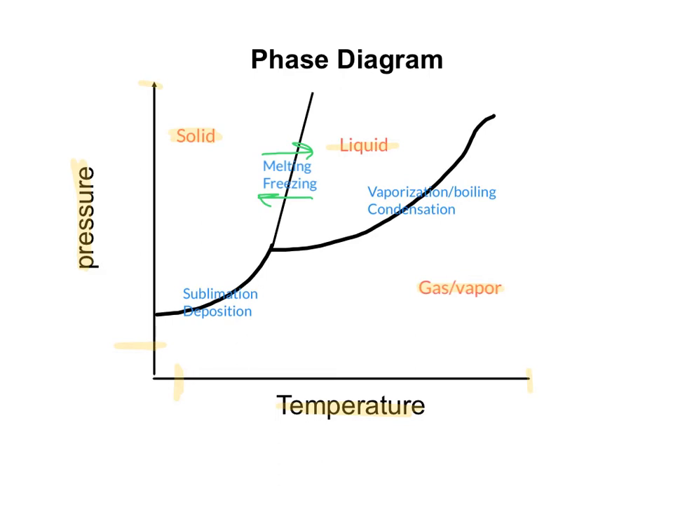Then the phase changes of vaporizing and condensation, those are the phase changes between liquid and gas. They're going to occur along that line. Vaporization or boiling would be going towards the gas. Condensation would be going towards the liquid. Sublimation and deposition are between gas and solid. Solid to a gas, that's your dry ice. Or the opposite, gas to solid, is going to be called deposition. So you can see those phase changes on there.